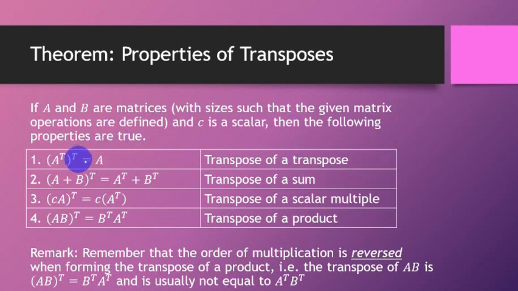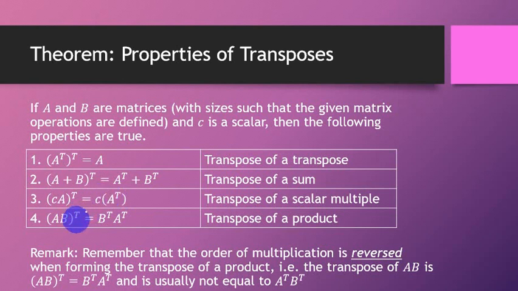First, finding the transpose of a transpose gives back the original matrix, which is kind of self-explanatory, right? Now, the transpose of a sum. If you want to find the transpose of the sum of two matrices, it would be the same as finding first the transpose of each matrix, then adding them up. If you want to find the transpose of a matrix multiplied by a scalar, that would be the same as getting first the transpose of the matrix, then multiplying by the scalar.